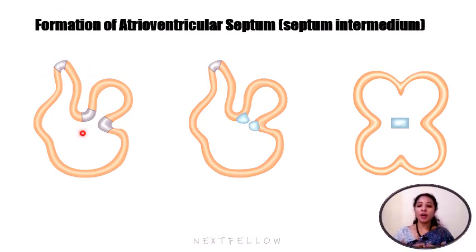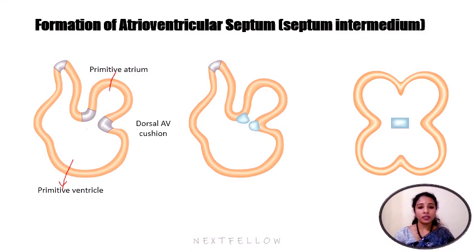So we know the primitive heart tube has got the primitive ventricle and primitive atria. The septum which separates the primitive ventricle and the primitive atria is otherwise called atrioventricular septum. This is the primitive atrium, and the lower one is the primitive ventricle. This is a schematic image for us to understand. And here is the dorsal AV cushion, atrioventricular cushion, and this one is the ventral AV cushion.